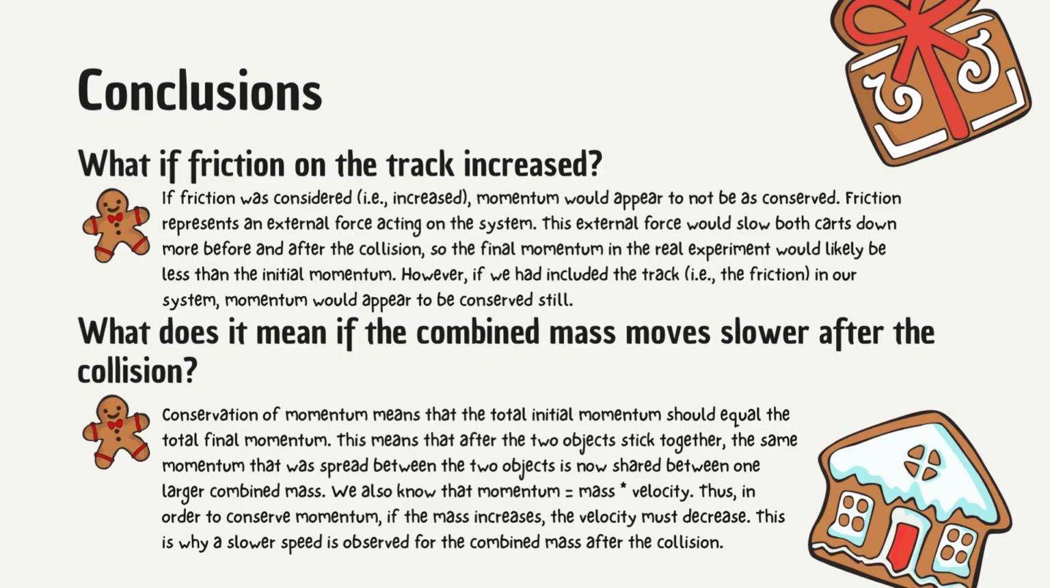What does it mean if the combined mass moves slower after the collision? Well, conservation of momentum means that the total initial momentum should equal the total final momentum. This means that after the two objects stick together, the same momentum that was spread between the two objects is now shared by one larger combined mass. We also know that momentum equals mass times velocity. Thus, in order to conserve momentum, if the mass increases, the velocity must decrease. This is why a slower speed is observed for the combined mass after the collision.